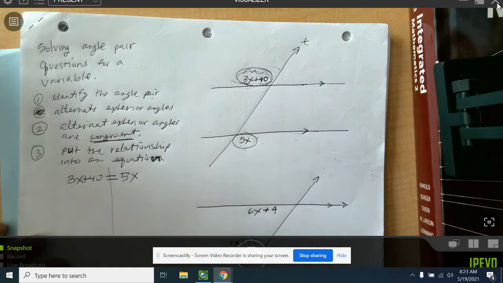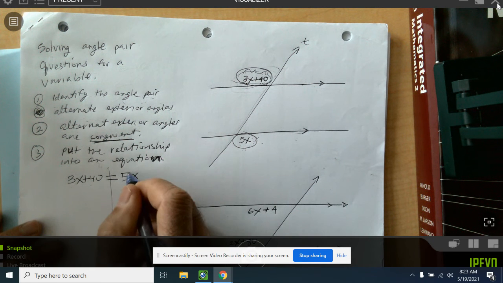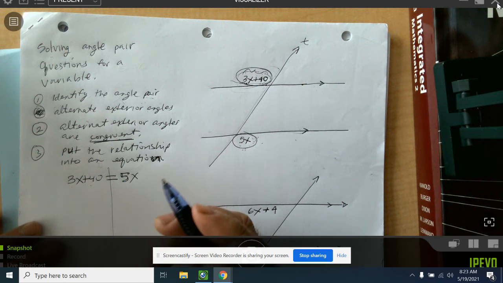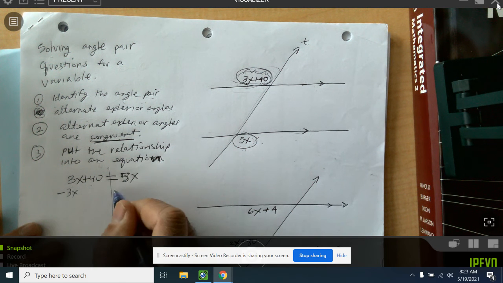Once you've done that, then you solve it. So remember, you're trying to get the variable isolated on one side. I'm going to subtract 3x from both sides here.